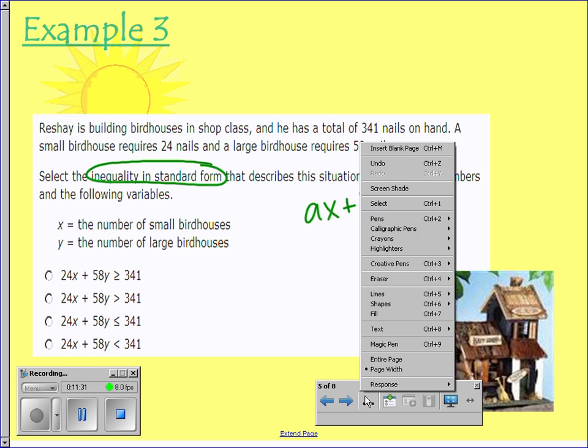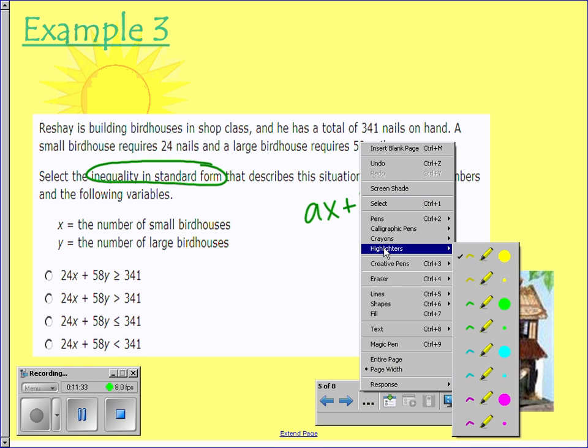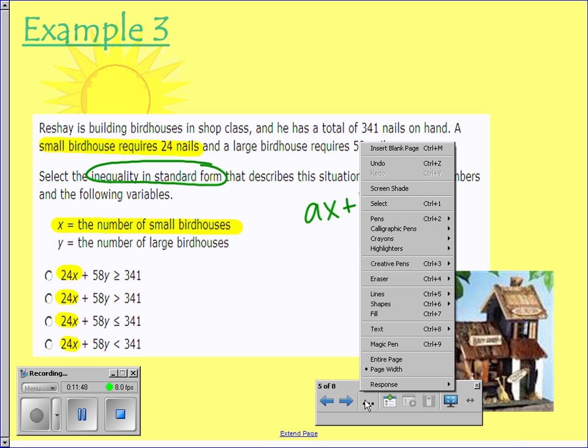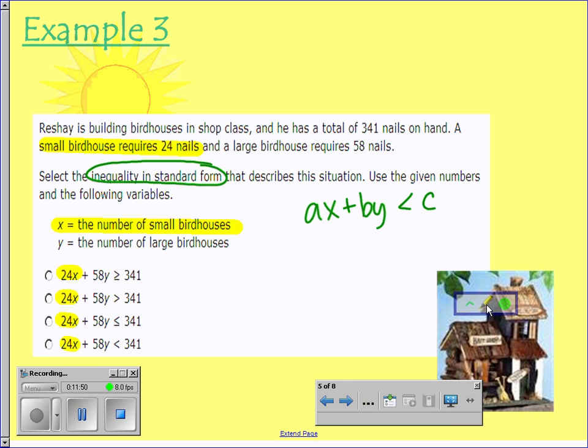So we've got to look at our information here. We know that 24 nails is a small birdhouse, and small goes with x. So we're going to multiply 24 by x, and all of our answers have that. Okay. Then we have large birdhouse is 58, and y goes with the large birdhouse. 58 goes with y in all of these. So far, all are good candidates.